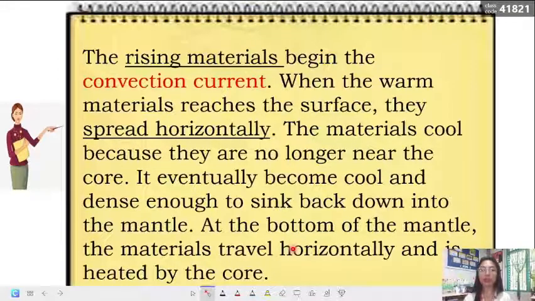At the bottom of the mantle, the materials travel horizontally and are heated by the core again. So those that have cooled return, and if you notice, when we boil water, it repeats again. Okay? Do you picture it out?